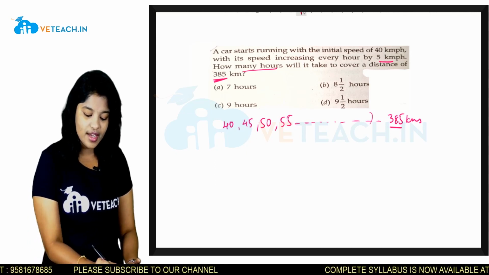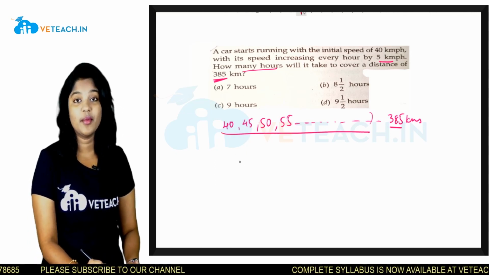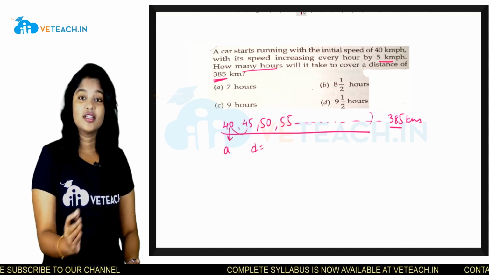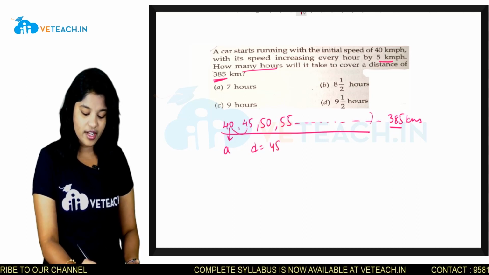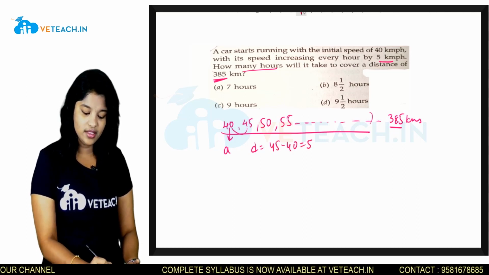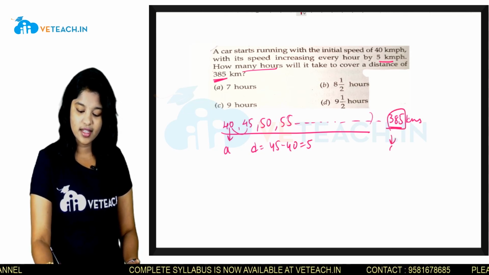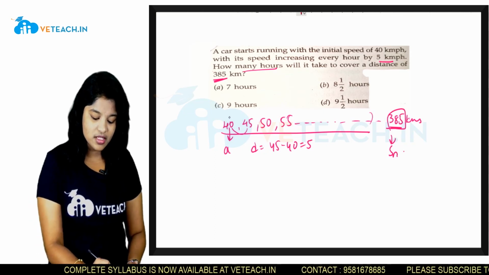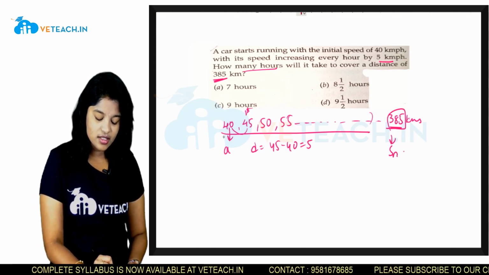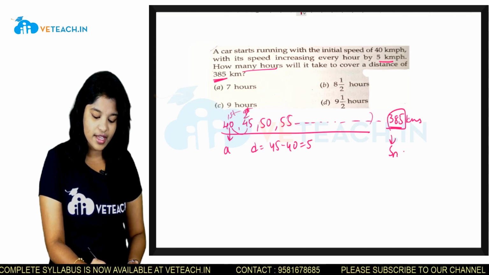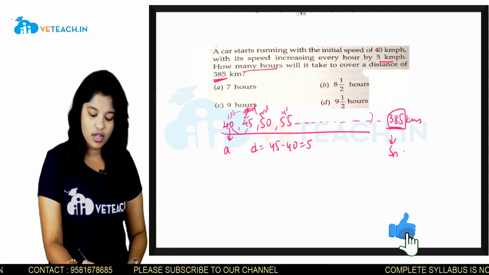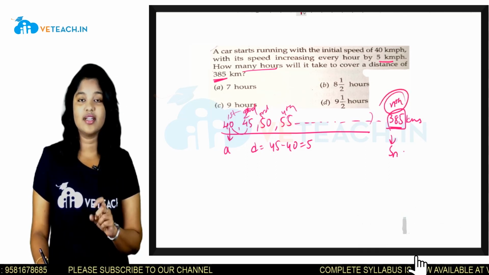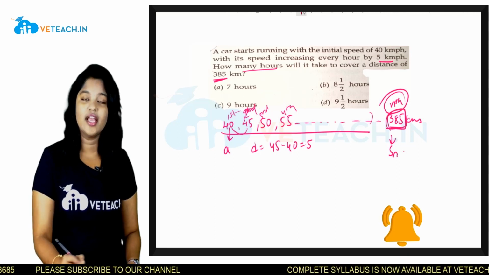So, we can observe that this series is in the form of arithmetic progression. The first term will be a and the difference will be simply the difference of two consecutive terms. So, we can take 45 minus 40, that is equal to 5. And the last term Sn is equal to 385. We need to find the time taken. This is for the first hour. For first hour it is 40, for second hour, third hour, fourth hour, and this is for the nth hour. So we need to find out the n value, where it reaches 385 kilometers.